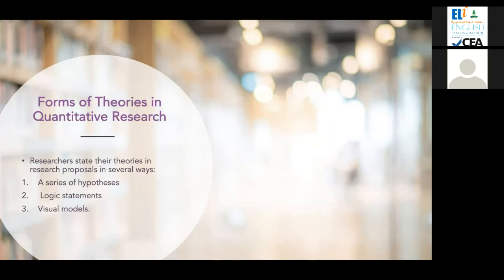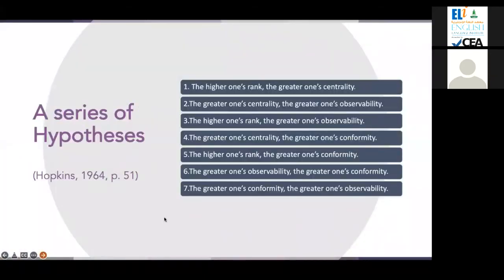Now, here come the tips for academic writing. If we want to present theory in our writing, how can we do that? In quantitative research, there are actually three forms. We can either present the theory as a series of hypotheses, or as logical statements, or as visual models. And I'm going to show you an example of each.